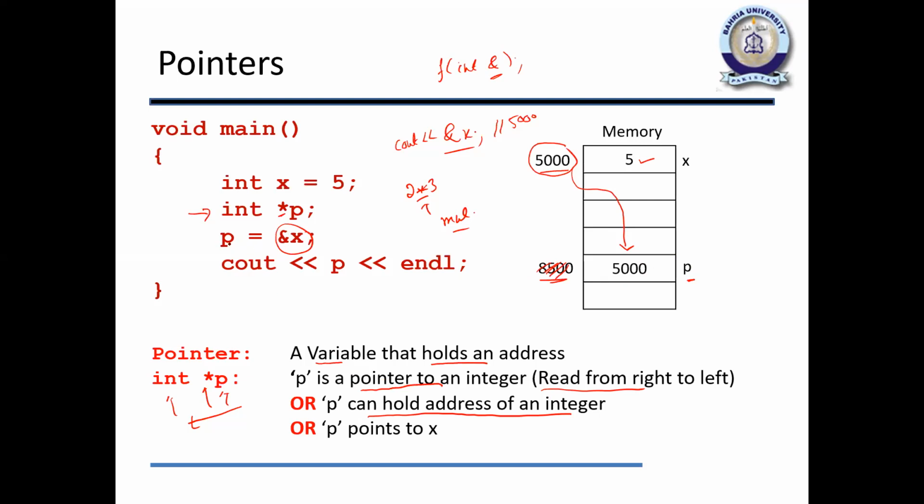So this statement, p is assigned address of x, will do this, and you get 5000 here. Now if you write cout p, you again get the same value 5000, which you were getting with this statement. This is something we had done last time.